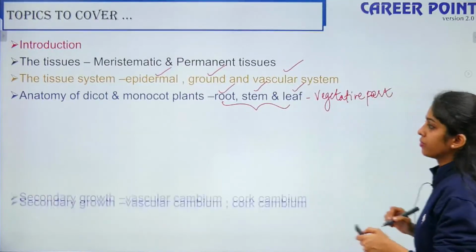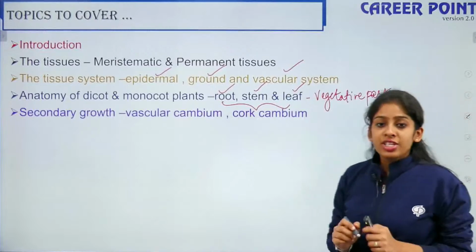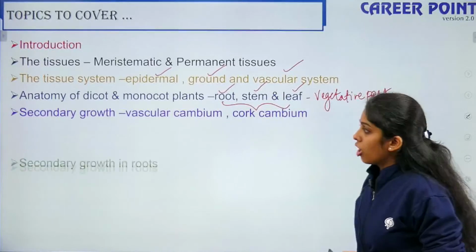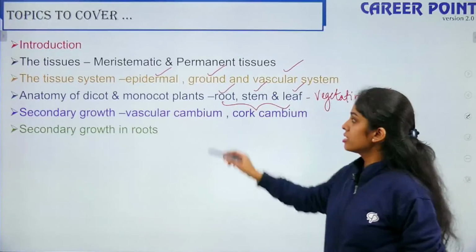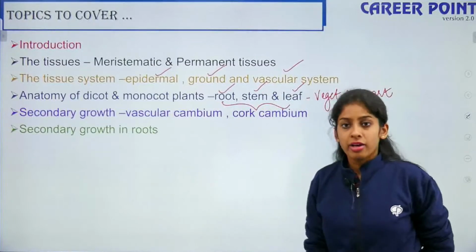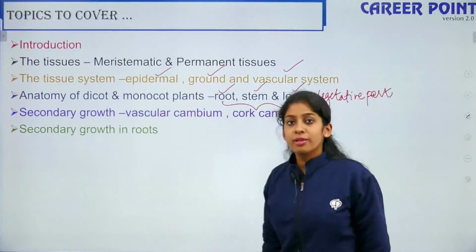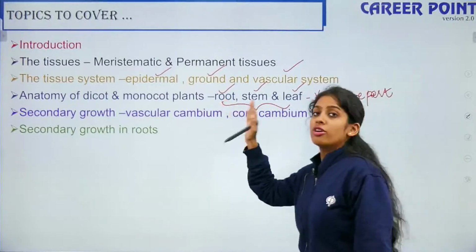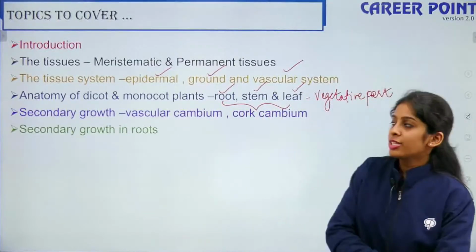Yes, okay. Then we'll talk about the secondary growth in a plant, that is vascular cambium and cork cambium. Apart from that, this is in case of your stem, and secondary growth in case of your roots we'll talk about. In monocot roots, in monocot plants, there is no secondary growth, so it is easy. So here we are only going to talk about your dicot plants.